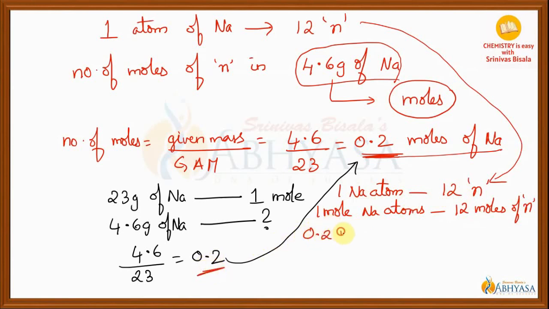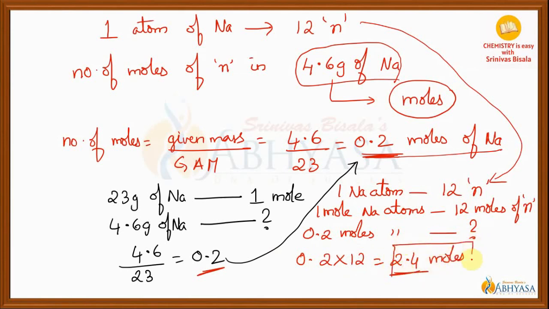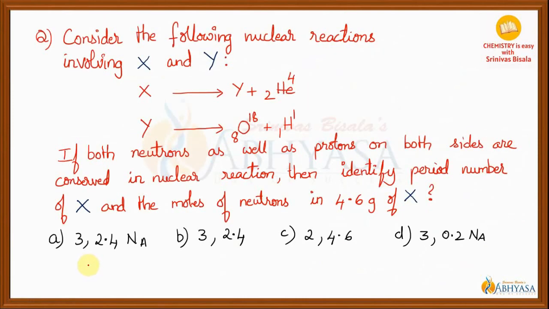So in 0.2 moles of sodium atoms, how many moles of neutrons are there? It is 0.2 multiplied by 12, which is nothing but 2.4. So this is our answer. 2.4 moles of neutrons are there. The element belongs to the third period and the number of moles of neutrons present is 2.4. So this is our answer, option B.